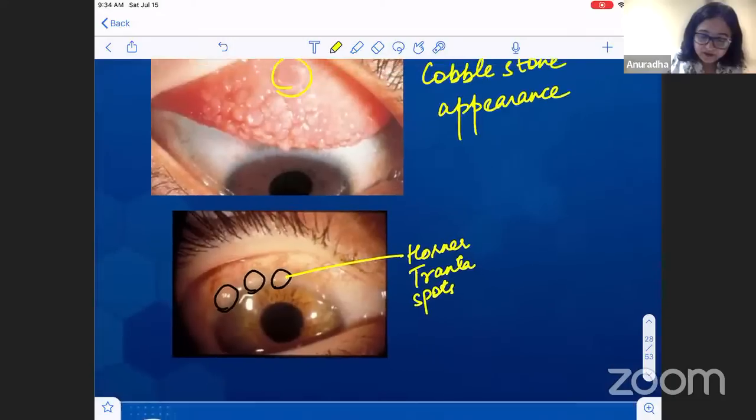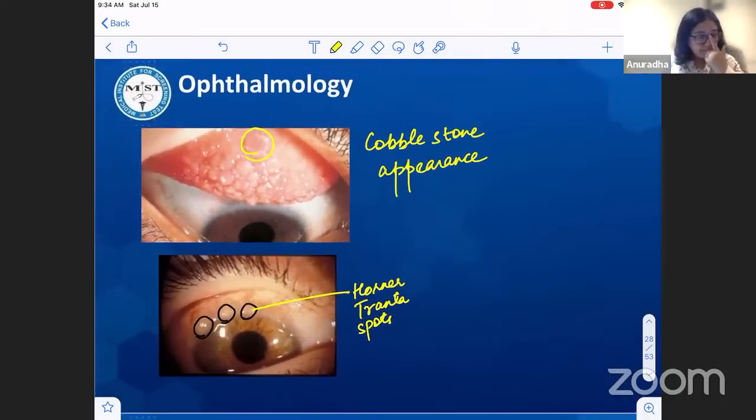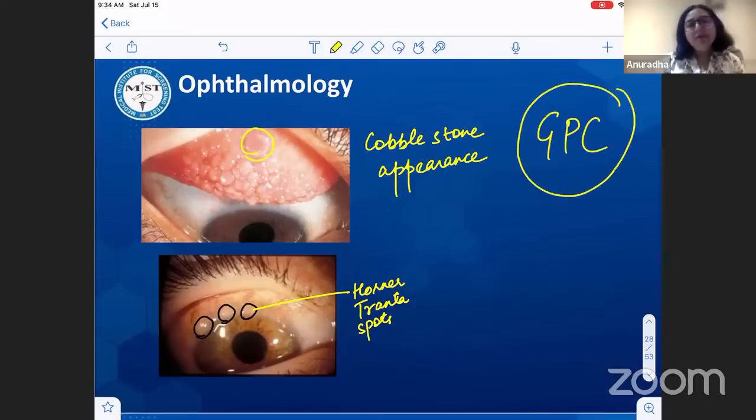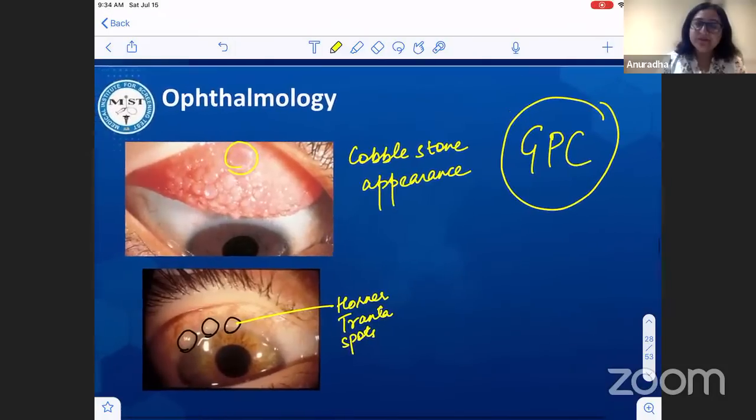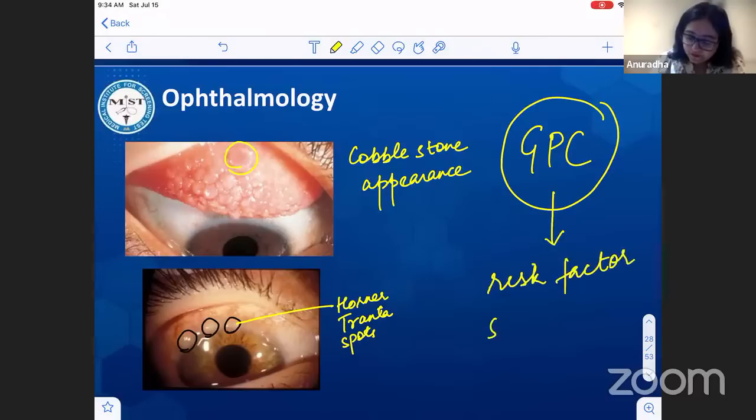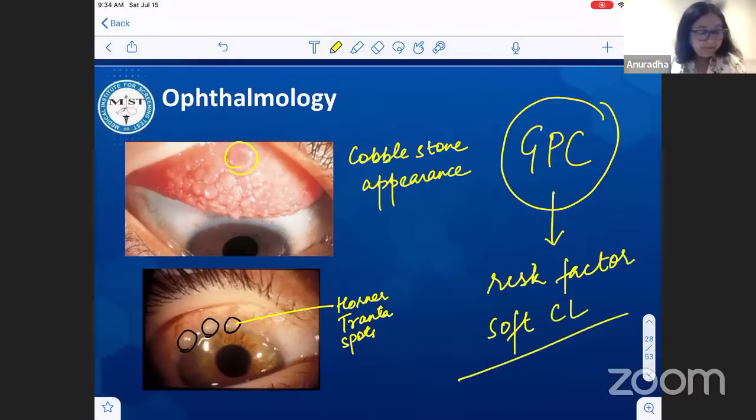Such a condition, if it complicates into a corneal ulcer, can cause a shield ulcer. In GPC, that is giant papillary conjunctivitis, you also see the cobblestone appearance, because it is due to the presence of giant papillae. So they can occur in VKC also, and in GPC also. But in giant papillary conjunctivitis, usually the risk factor is the use of soft contact lenses.